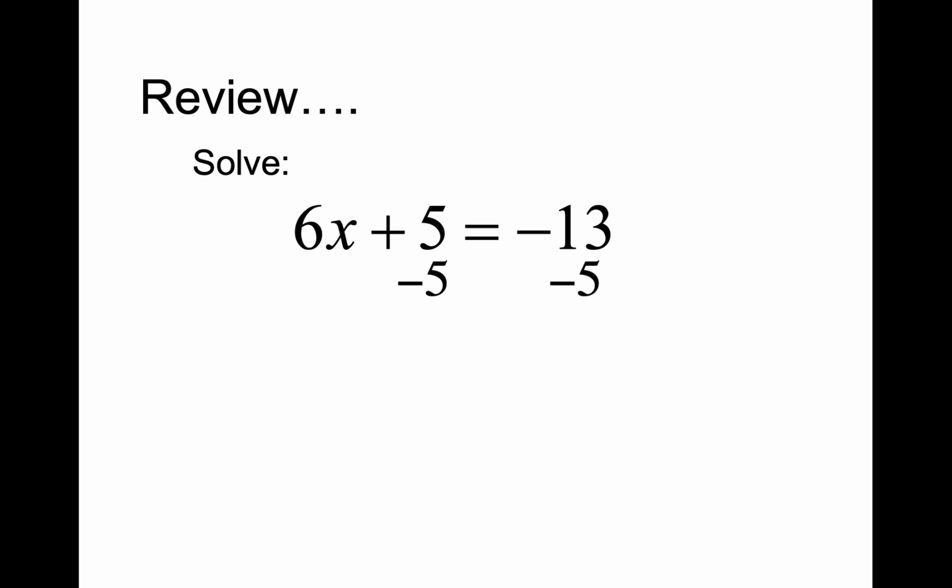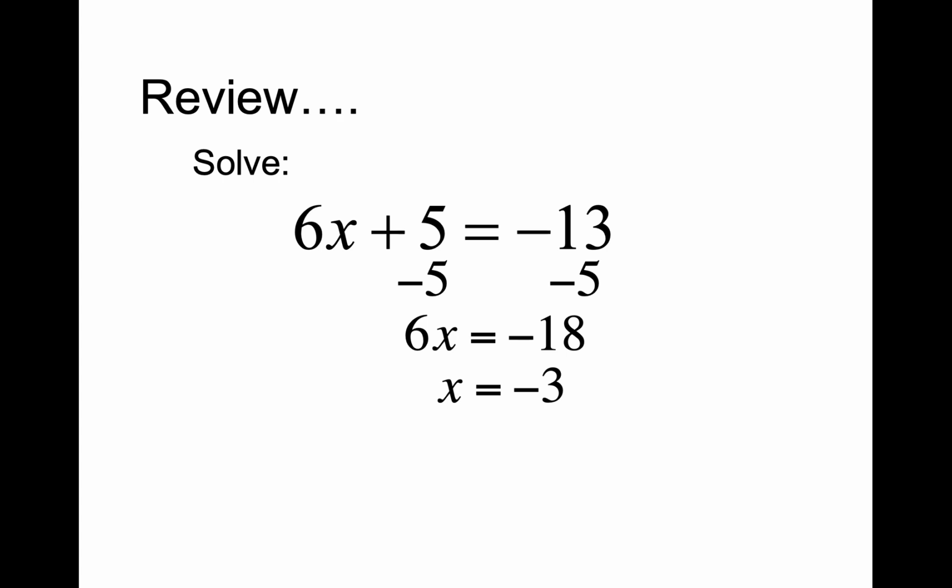When we solved equations way back in the beginning of algebra, for example, the equation 6x plus 5 equals negative 13, our first step was to work to get x by itself. So the first thing we would do is subtract 5 on both sides, leaving us with 6x equals negative 18. And then we divide by 6 on both sides, leaving us with x equals negative 3.